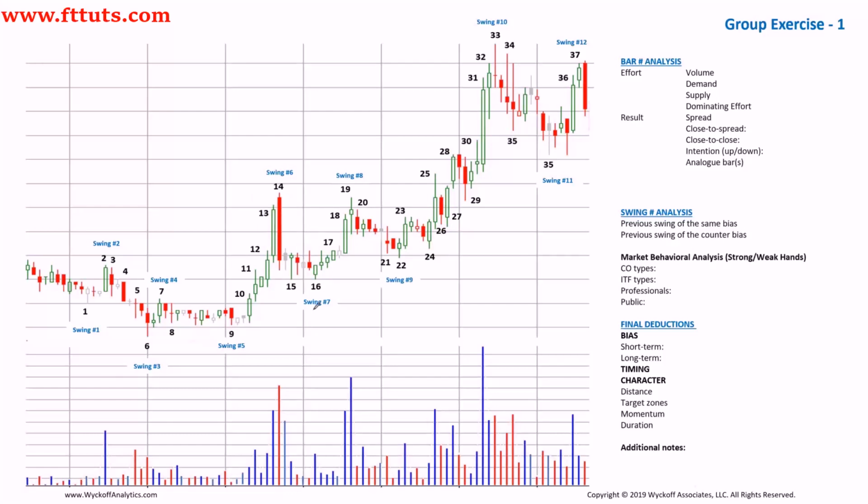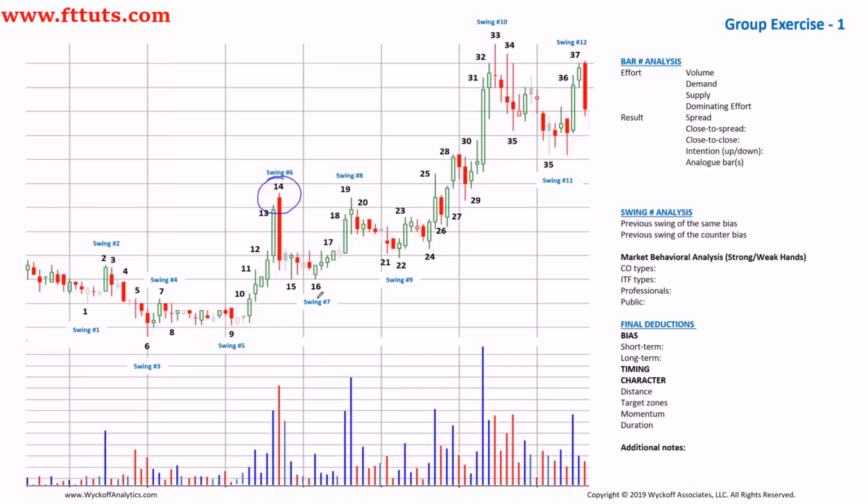Okay, great. But how would we label this area, 13, 14? I'd probably label that a selling climax. It's almost like a selling climax and an automatic reaction in the same bar. Damn it. Oh my gosh. I should have let you go on bar number 13.